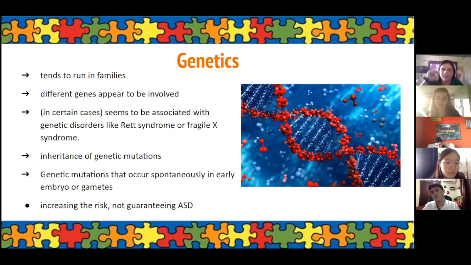Then there's also the inheritance of genetic mutations, which means that the individual may inherit genetic mutations that make them more susceptible to having autism spectrum disorder, or genetic mutations that occur spontaneously when they are an early embryo or in gametes before the embryo is formed. It is very important to note that these factors increase the risk, but they do not guarantee autism spectrum disorder. This is the reason why these are called risk factors.